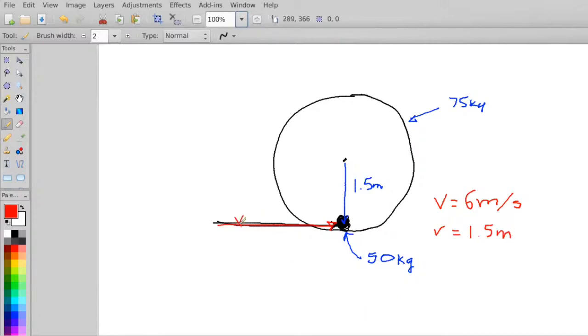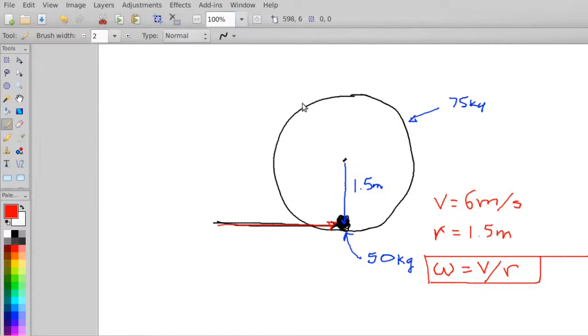Not out here, you say, well, that's definitely more than 1.5 meters. I know. But right at the moment that the child is jumping on, the radius is 1.5 meters. So you have not only a velocity, but you have a radius. And then you can say, oh, well, the angular velocity is just the linear velocity divided by r. This is the formula that does the conversion between the linear and the angular quantities.